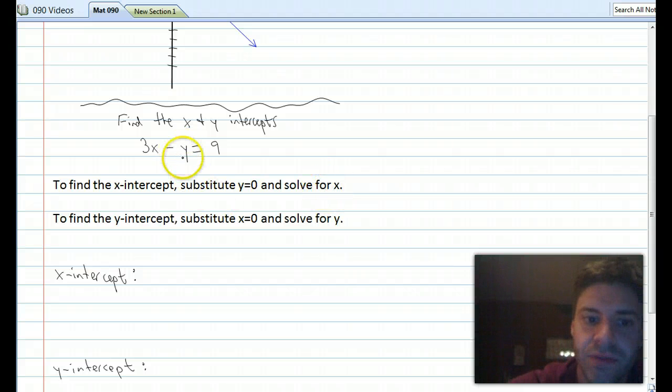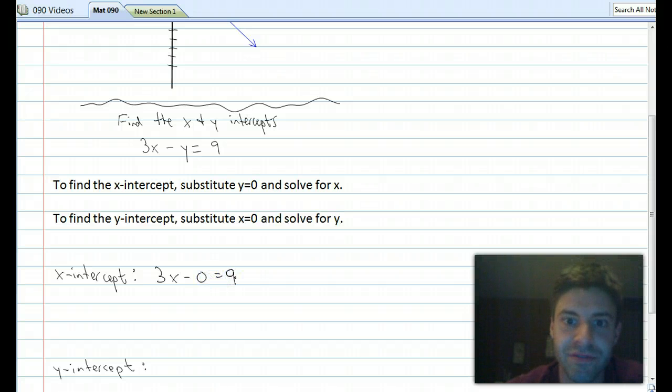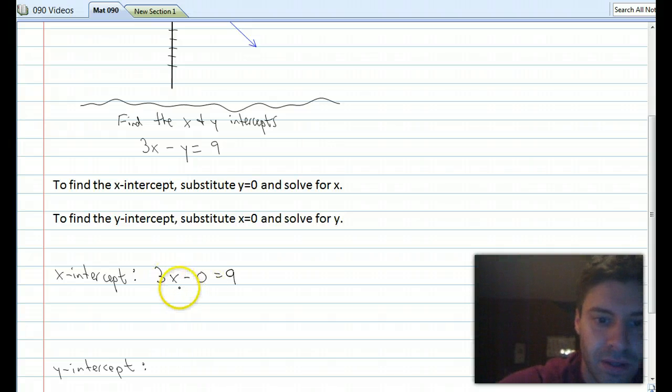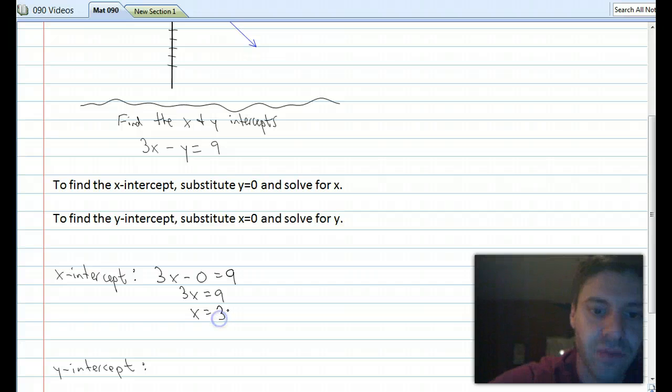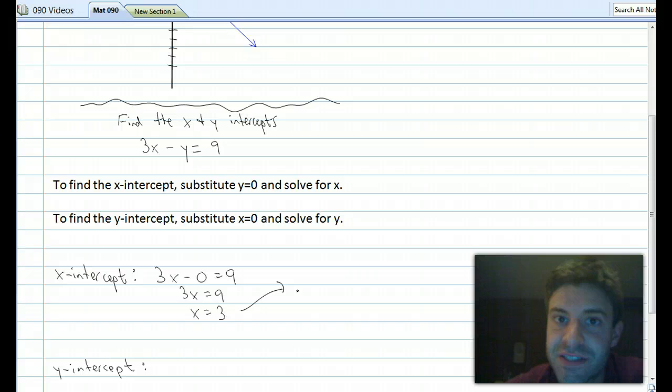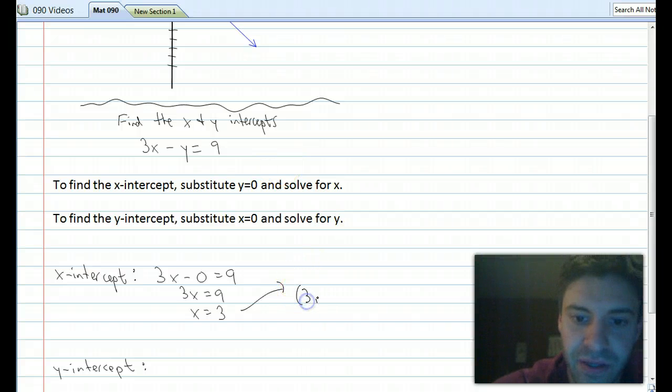So we're going to substitute y equals 0 into our equation. That gives us 3x minus 0 equals 9. And we solve that equation to find the x value of our x-intercept. This simplifies to 3x equals 9. We divide both sides by 3, and we get x equals 3. So what is our x-intercept? Well, it's a point, and its x value is 3, and its y value is always going to be 0 for an x-intercept. So the x-intercept is (3, 0).